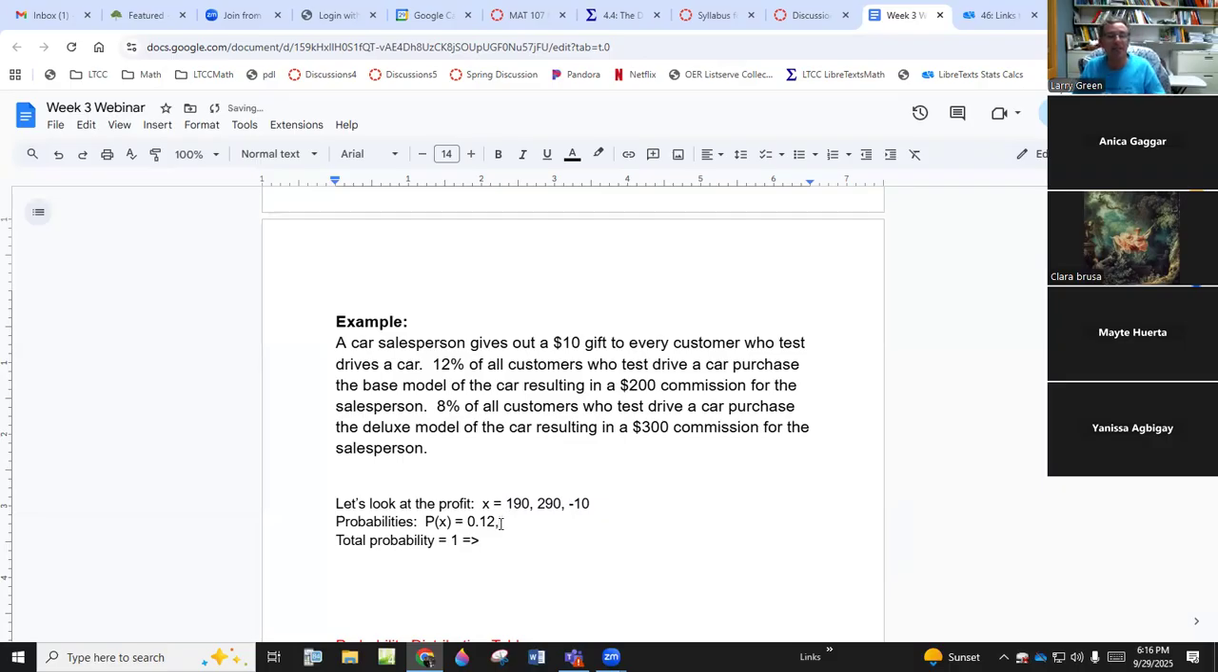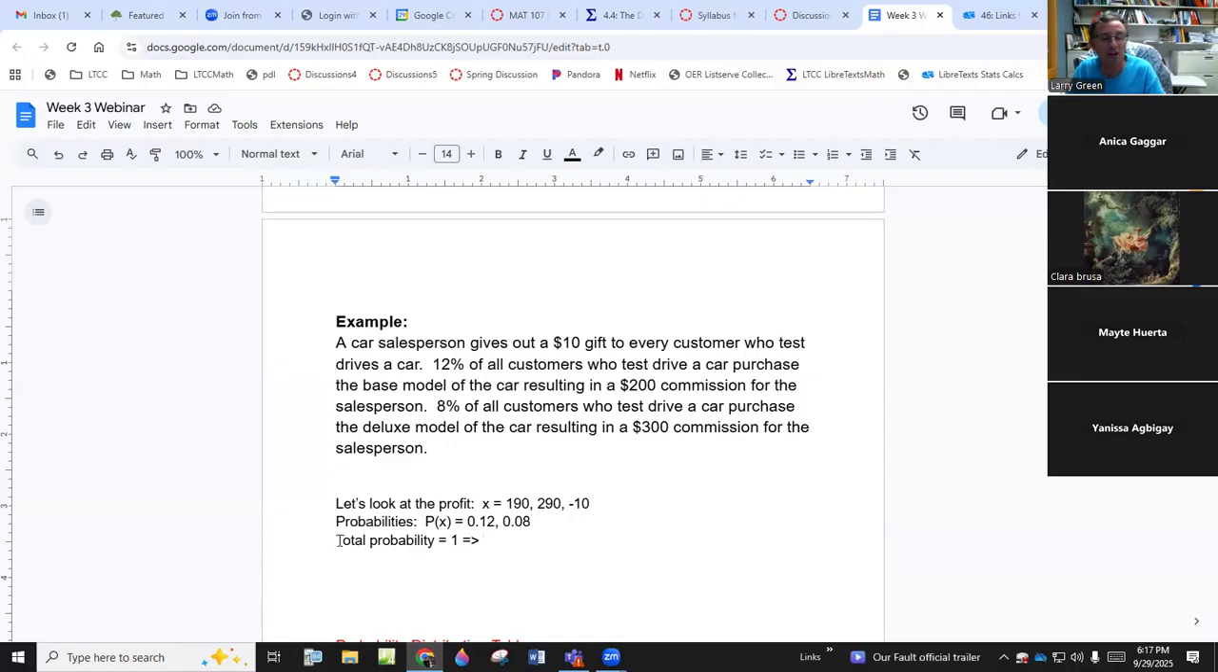What's the probability of profiting $290? Yeah, that's 0.08. So don't forget, you got to move the decimal over twice. The first is 0.8, and then you got to stick a zero in to get the second move over, and you get 0.08. Okay, now if we want to find out the profit of negative $10, what's its probability?